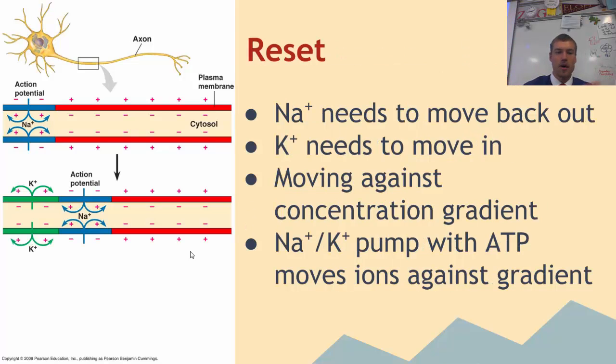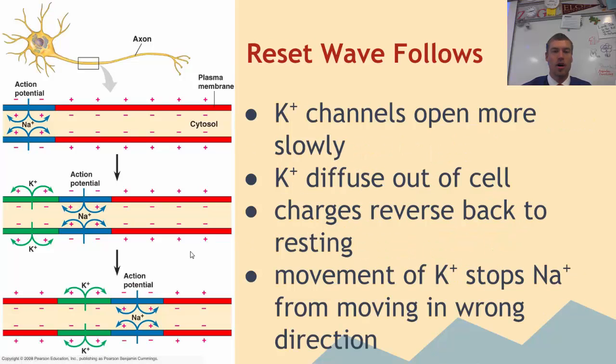Then we have the reset where the sodium needs to move back out, the potassium moves in. As the potassium moves out, that is able to then flip the charge back to where it was, and we use the sodium potassium pump in order to move the ions against the gradient. Because as these ions move, they're not completely equilibrating, they are just moving for a short period of time. So then we have to move them back against the gradient in order to get back to our reset point, back to our resting potential.